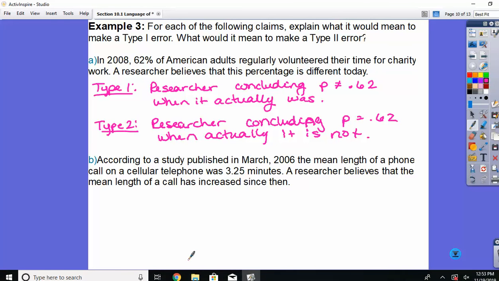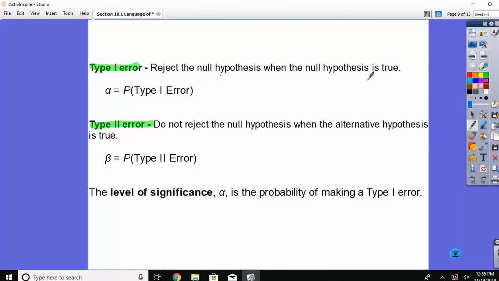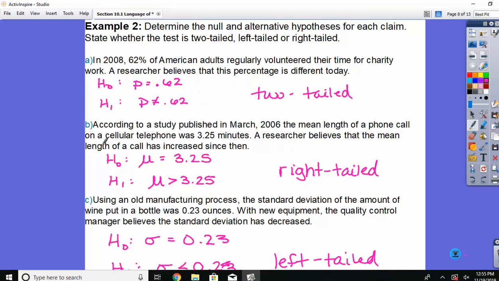Why don't you guys do the second example? The phone call. So type 1 says you reject the null when it's true. If we think back, in example 2, we did the null. So type 1 would be when I reject this. So I'm saying the alternative is true, the mean is bigger than that, when in fact the mean is actually still equal to 3.25.